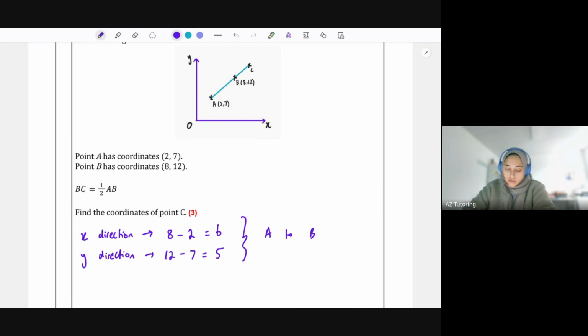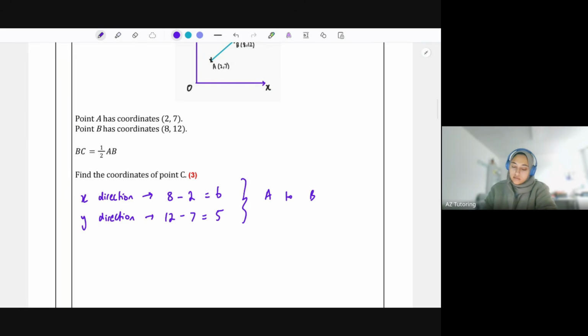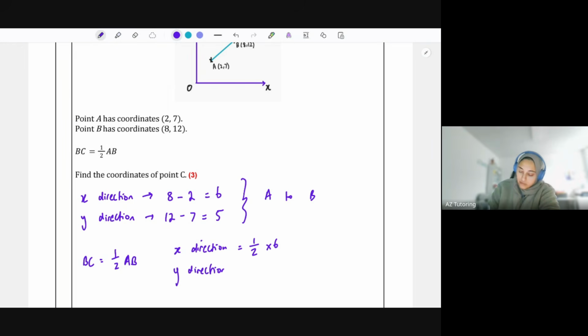Okay, now that we know BC is half AB, we can change both these numbers by half. So for BC, because it's half AB, the X direction is going to be half of what we've just found, so half times 6. And for the Y direction, it will also be half the amount, which is half times 5. Half times 6 is 3, and half times 5, I can just say 5 over 2.